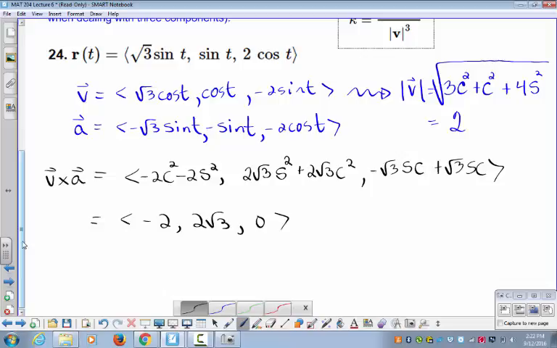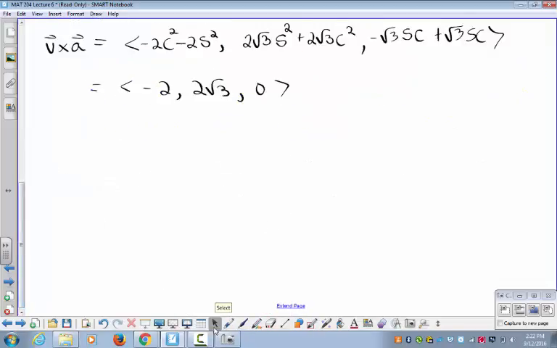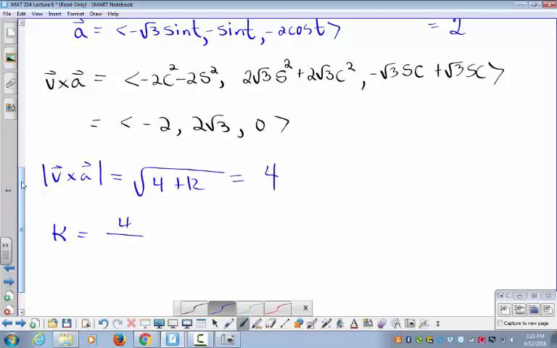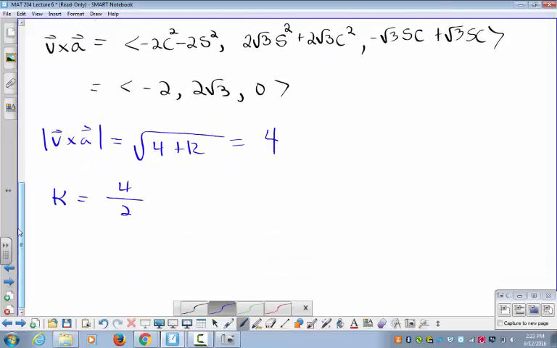Good? Now we're almost there. So we just have to find the length of that vector and then divide by the speed cubed. Length of this vector, length of v cross a. So that's the square root of the sum of the squares. That's 4 times 3, so that's 12. So that's 16, that's 4. And curvature then is equal to that divided by the 2 up there. So curvature is 2.